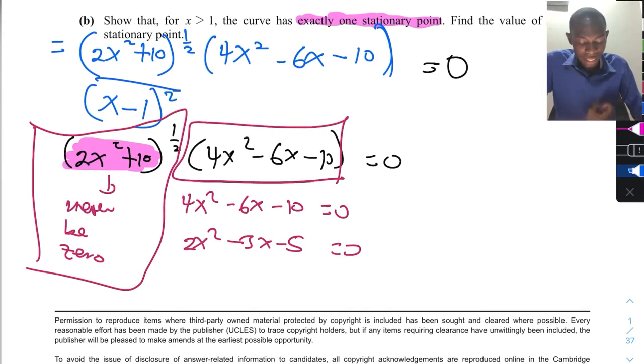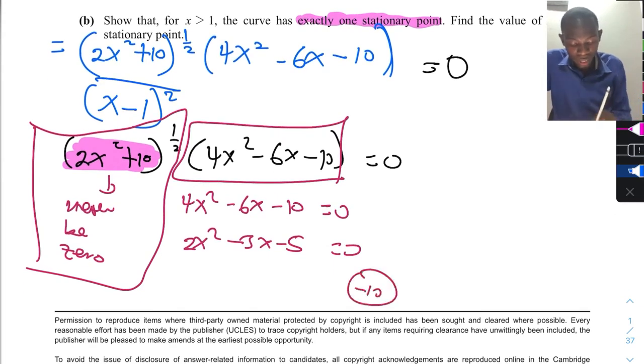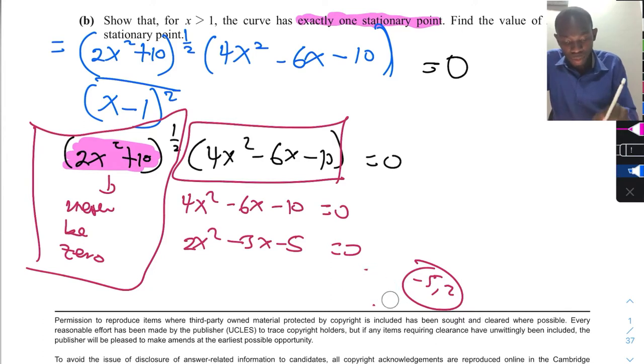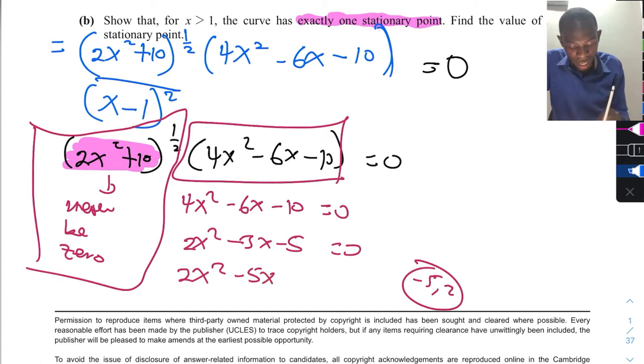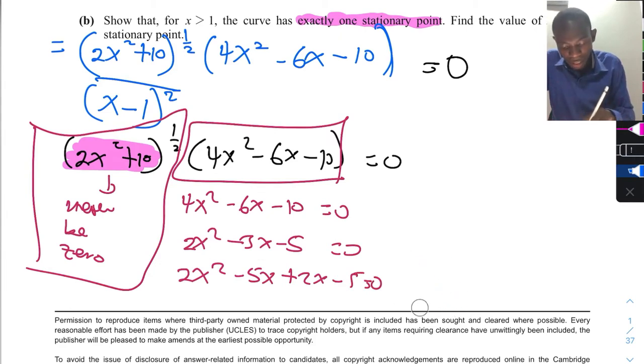So that's negative 10, right? Factors of negative 10 added to give negative 3 will be negative 5 and 2, right? Great, so let's work with negative 5 and 2. So we have 2x squared minus 5x plus 2x minus 5 equals 0. Now we can clean this here.